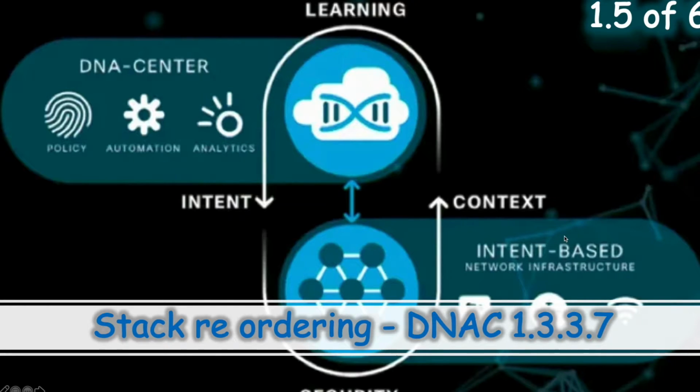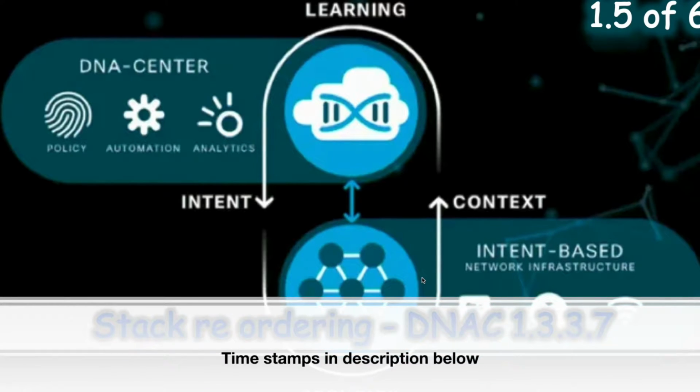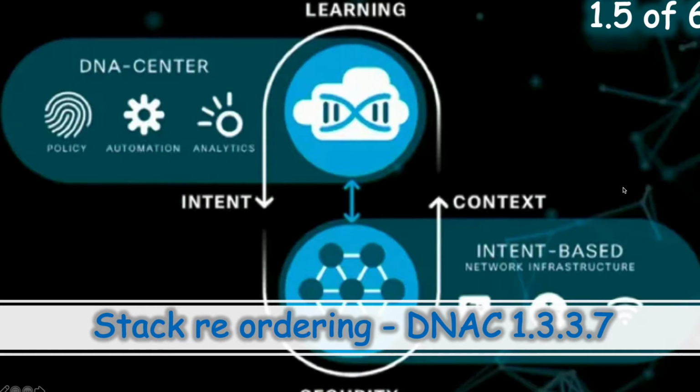Here we go. So finally, I promised a video series of 6 and I've done 1. This is an interrupt from the main narrative to talk about stack reordering, because everybody's having problems with this, and there's a solution. We're on 1337, but it doesn't really matter what version of DNAC you're running. The principles are still the same.